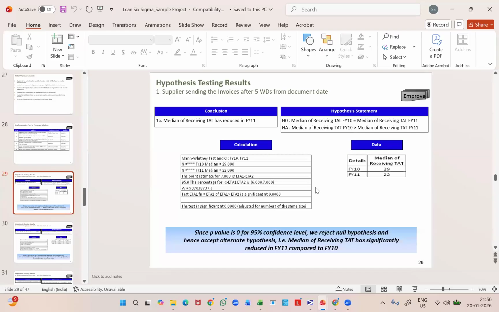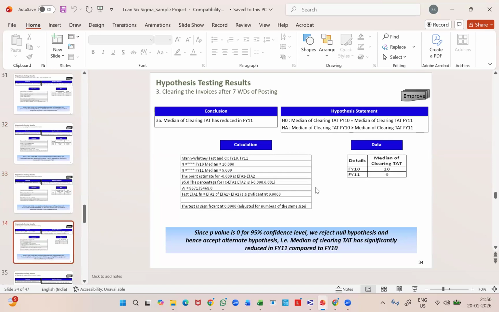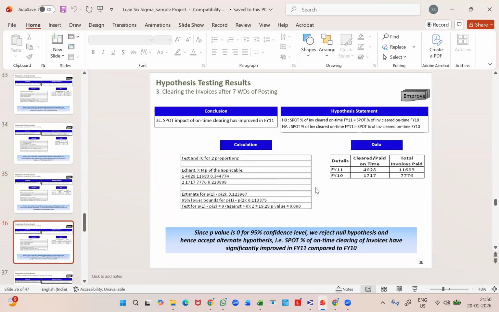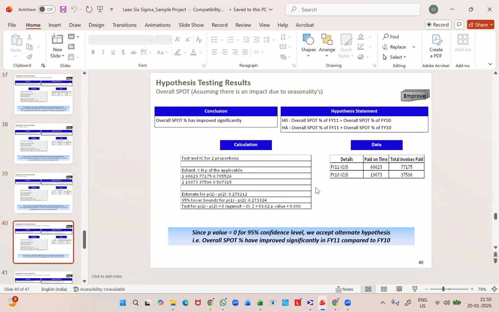So this is a comprehensive exercise that we carried out. We once again performed hypothesis testing just to validate whether the solution implemented is quite effective or not. And we could find that the solutions implemented for all these 5 causes were quite effective. We also performed the hypothesis testing for the improvement in the overall SPOT percentage, and we could find that the overall SPOT percentage also showed significant improvement.